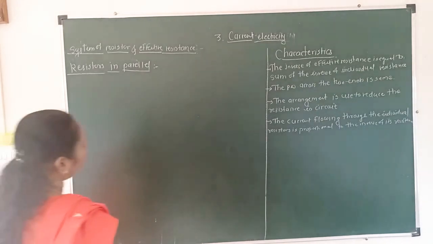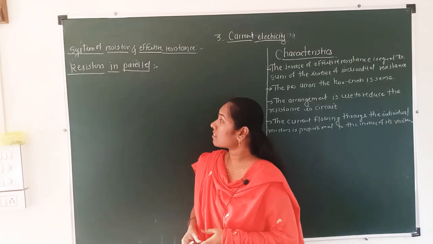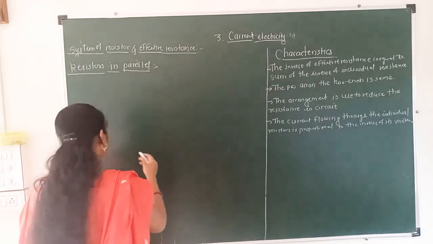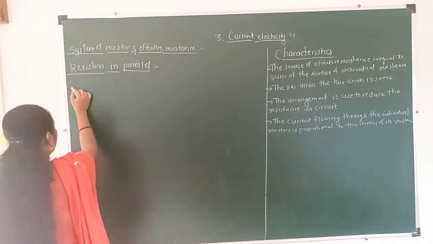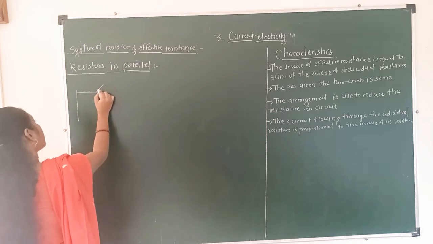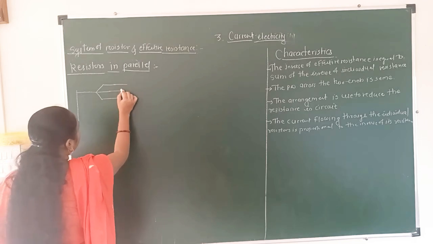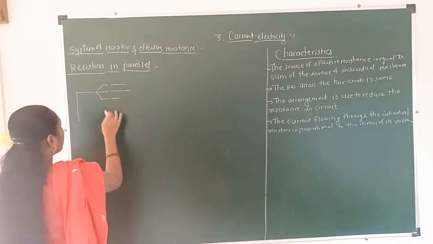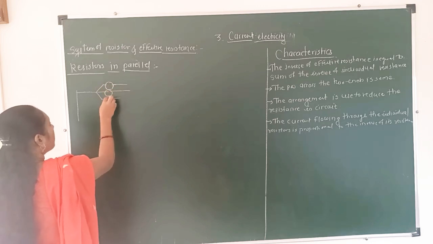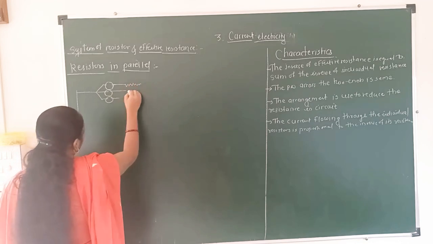Now we are going to discuss the second system for resistors, and that is resistors in parallel. First of all, I will show you how the diagram is drawn for resistors in parallel. Here is the circuit diagram. The three resistors are connected in parallel. Here is the ammeter, here are the three resistors.